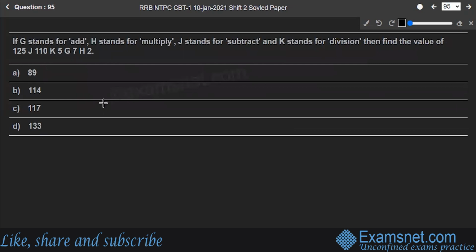95. If G stands for add, H stands for multiply. Let's write it down, what it's saying to you. G stands for add, H for multiply, J for minus, K for division. Then what will this whole expression be? Let's write it down.